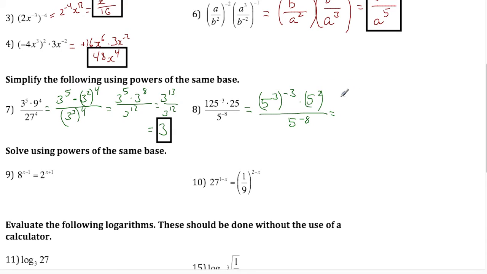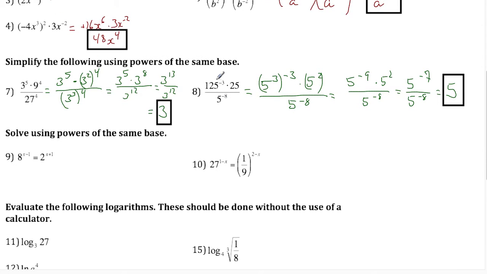So simplifying our exponents, we get 5 to the negative 9th times 5 squared over 5 to the negative 8th. This gives us 5 to the negative 7th over 5 to the negative 8th. Here we subtract. Negative 7 minus a negative 8 is really plus 8, so negative 7 plus 8 is 1. So we get 5 to the 1st. Two simple answers. So again, just make sure you're comfortable with rewriting. This is going to be important later on when we deal with logarithms.